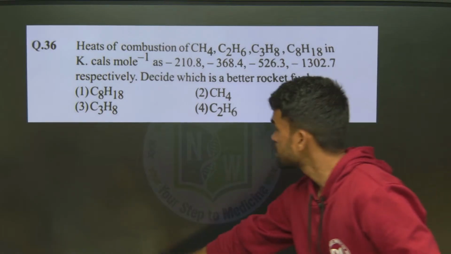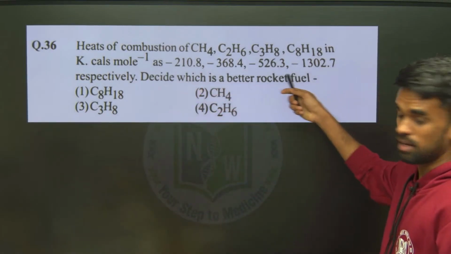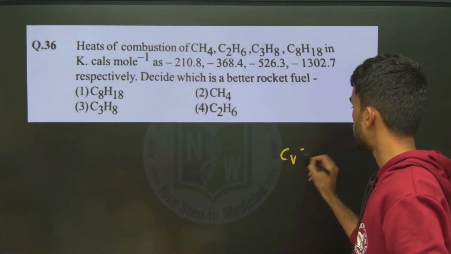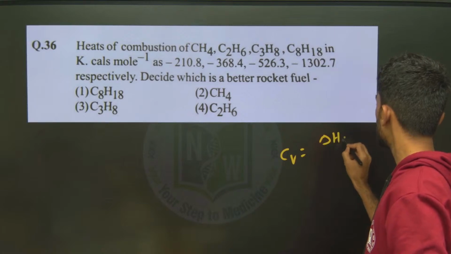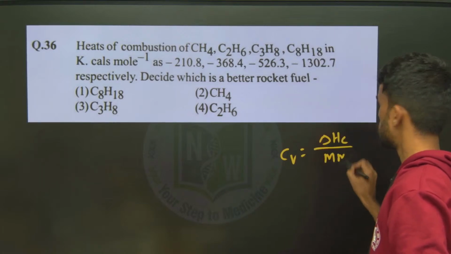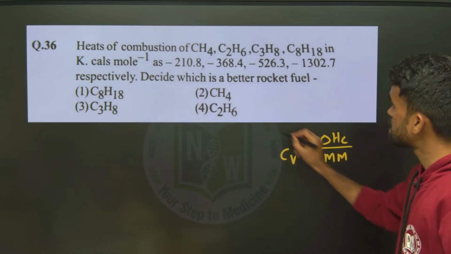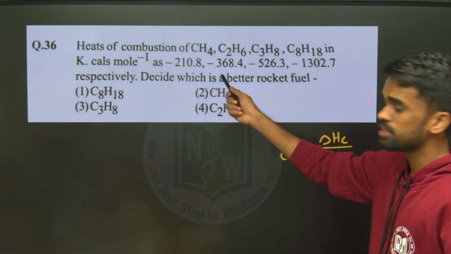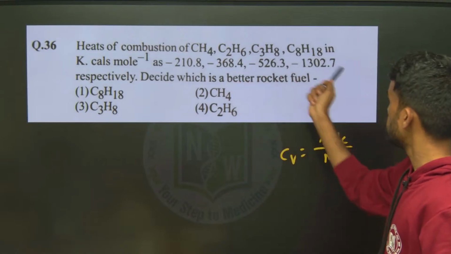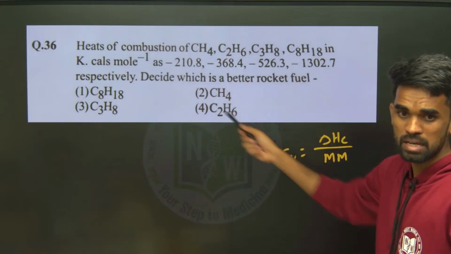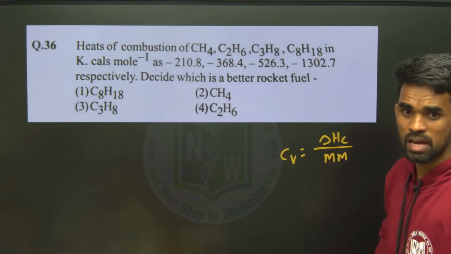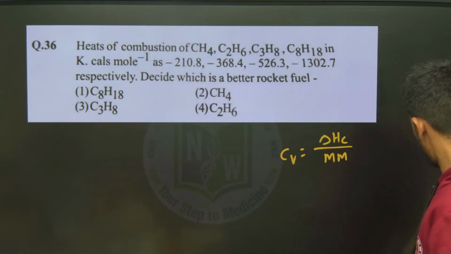So just take their calorific values as given here. Heat of combustions are given. So calorific value you should find first: heat of combustion divided by its molar mass. The one which has the higher value will be the best fuel. So calculate that by dividing their values by their molar masses. You will get some value, and that will be your answer. The higher the value, the greater the efficiency. CH4. Okay, next, this one.